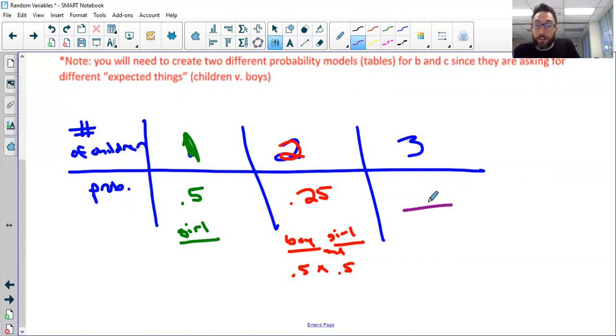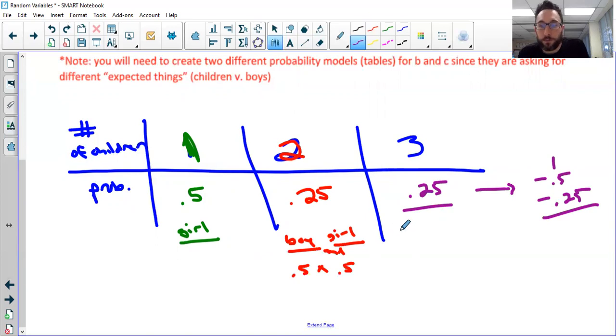For the last spot here, remember these probabilities also always have to sum to 1. So this has to be 0.25, because otherwise these wouldn't add up to 1. One way to get this is just by doing 1 minus 0.5 minus the 0.25.